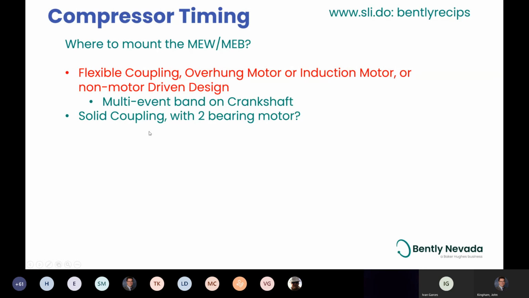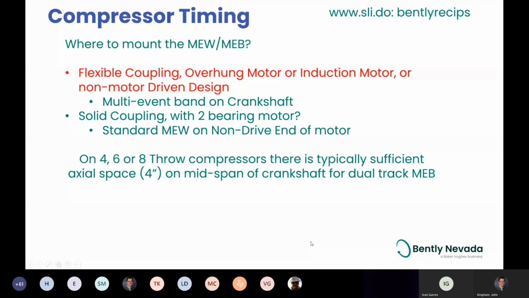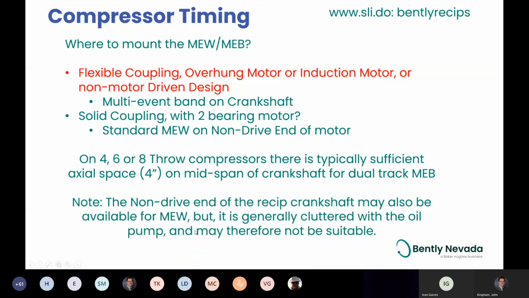But if you do have a solid coupling with a two-bearing motor, the standard multi-event wheel will fit on the non-drive end of the motor, just like it was shown in that picture before. If you have a 4, 6, or 8 throw compressor, there's typically sufficient axial space, you need about 4 inches, on the midspan of the crankshaft for a dual track multi-event band. And I should note that the non-drive end of the recip crankshaft may also be available for a multi-event wheel, but generally it's cluttered with an oil pump, and therefore it may not be suitable. So you have to check and see.